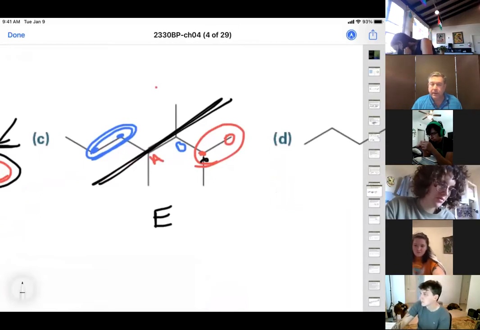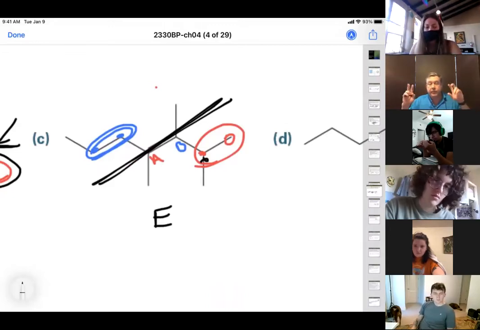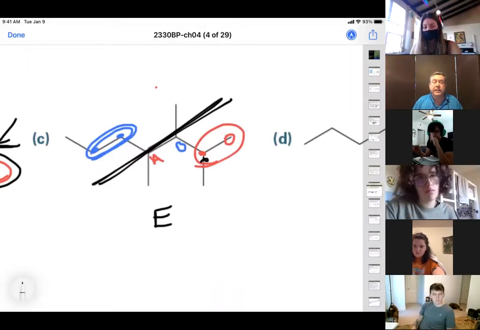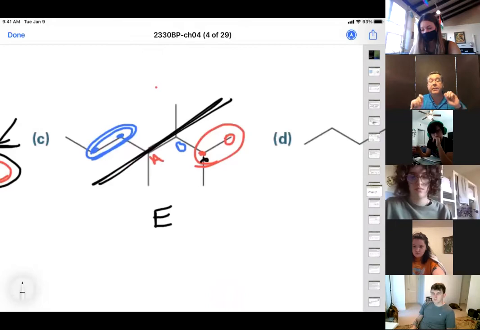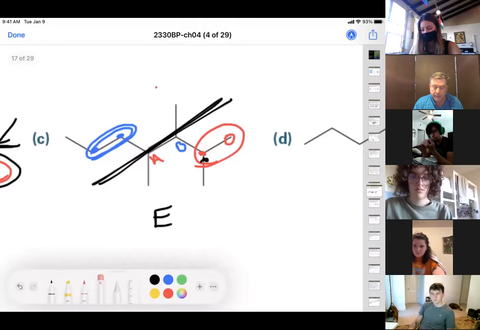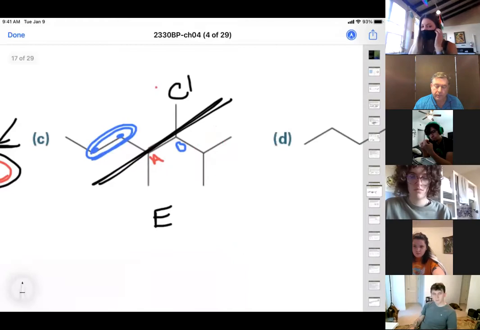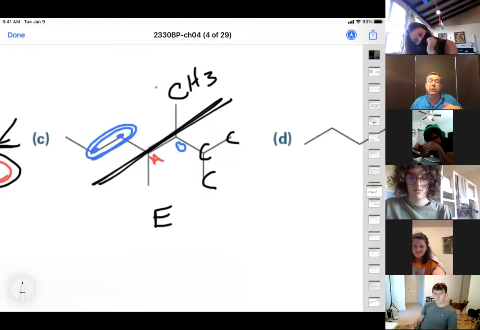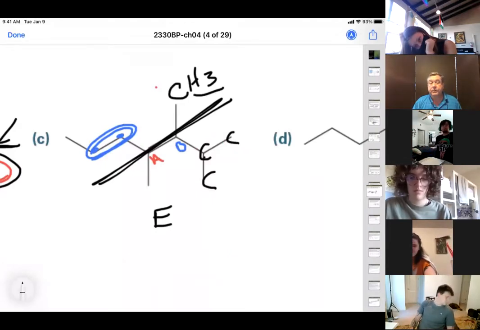Can I go over side B again? Okay. So E correlates to a trans-like configuration. Z correlates to a cis-type configuration. But because we have more than 2 groups, these are more precise. So in the B side here, we have a carbon with 3 hydrogens on it, and then we have a carbon with 2 carbons on it. So the carbons are higher in atomic number than the hydrogens here, giving it priority.